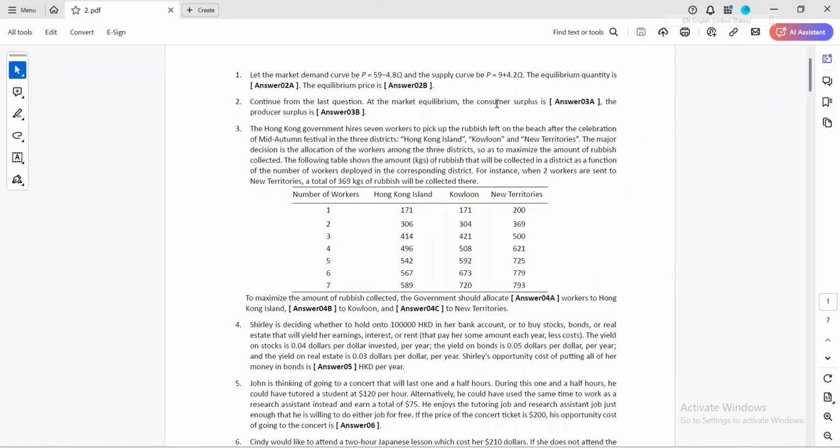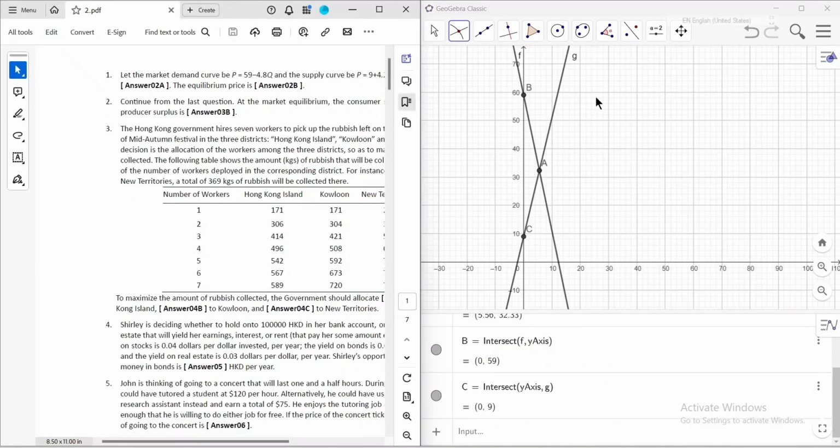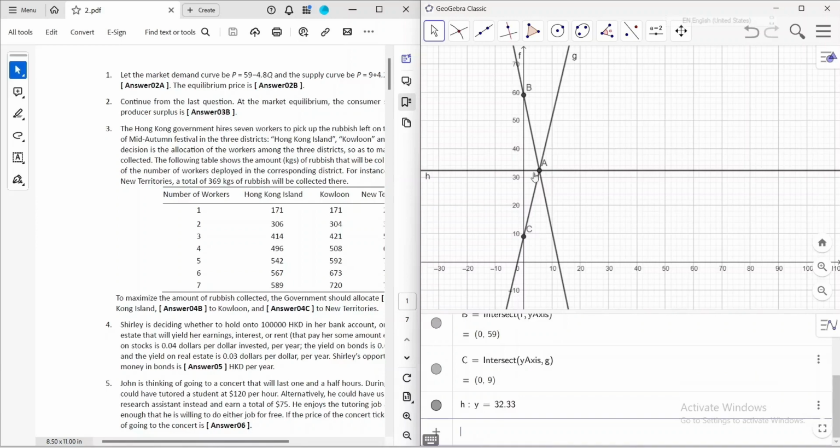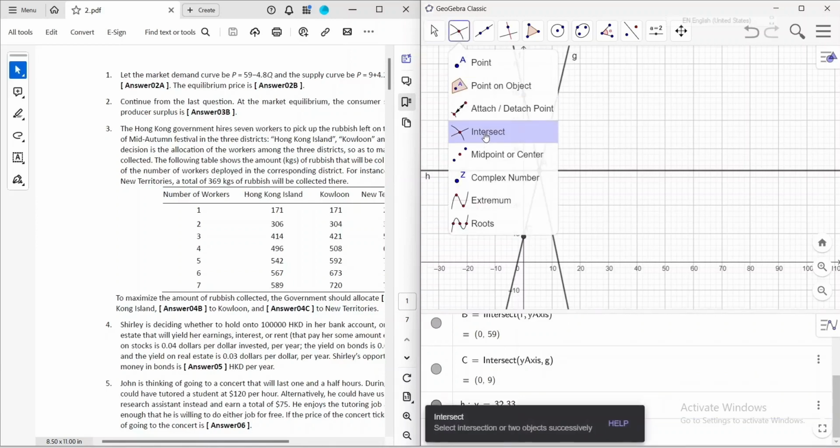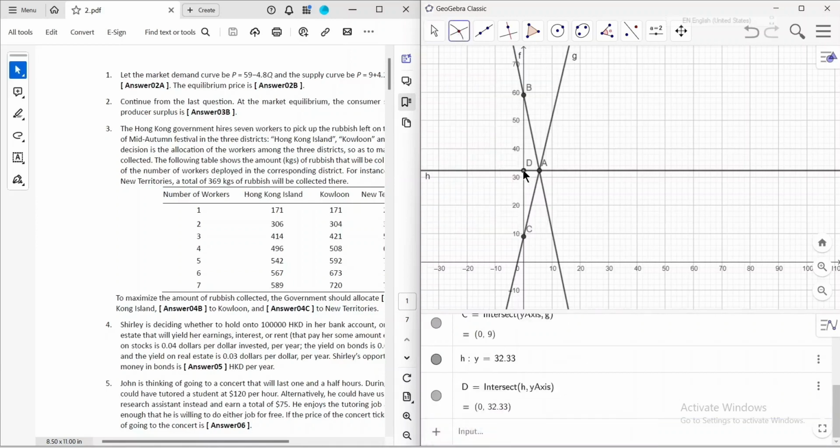In this question, you are asked to calculate the consumer surplus as well as producer surplus. This is very simple. Let's draw one more straight line, y equals y coordinate of A. So this point is D. The upper triangle BDA is the consumer surplus and the lower triangle DCA is the producer surplus. Let's find out the area BDA.